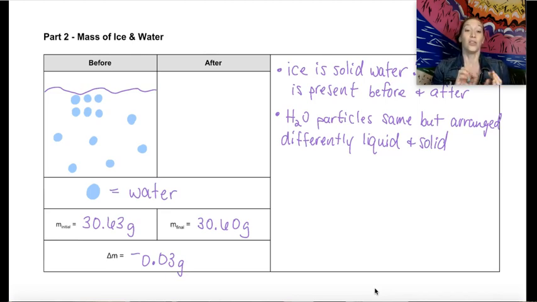Now, this actually isn't showing a loss of mass. Okay, this shows that the mass is really, really close. The difference here is really just because of the calibration of the balance that was used. This is really close, and this just comes from the fact that the balance was reset and re-zeroed in between the time when the ice was put in and was solid and after it melted. So what we want to show here is that there is no change in mass.